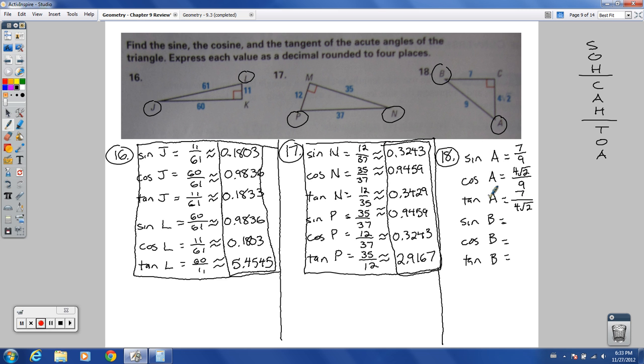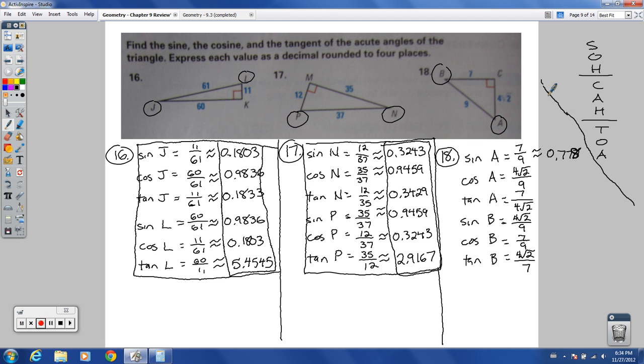The sine of B, you've got 4 radical 2 over 9, the same as the cosine of A. The cosine of B is the same as the sine of A, 7 over 9. And then the tangent of B is the tangent of A flip-flopped. So 4 radical 2 over 7. You put these all into a calculator, 7 over 9, that's 0.7 repeating, or rounded to 3 decimal places, you have 0.778.